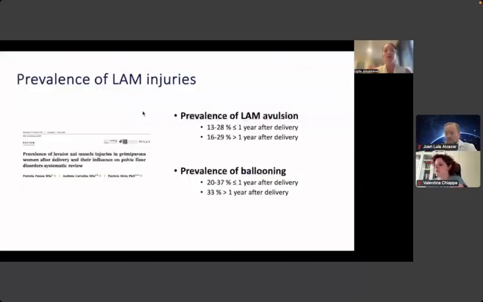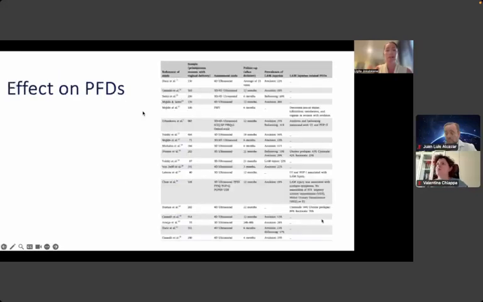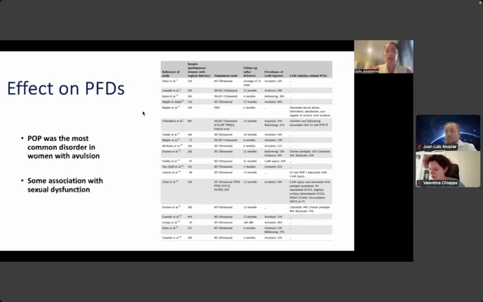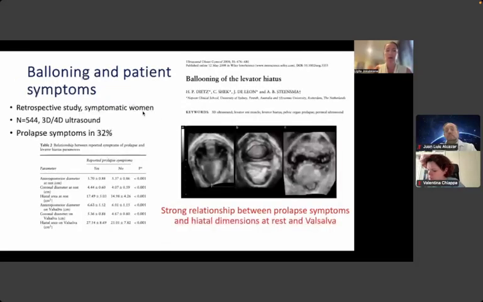So now I've shown you how to find and detect levator ani muscle injuries. First, it's quite common. Both avulsion and ballooning affect about 1 in 3 women after vaginal delivery. And it has been shown in a systematic review that pelvic organ prolapse was the most common disorder in women with levator ani muscle avulsion. And there was also some association with sexual dysfunction.